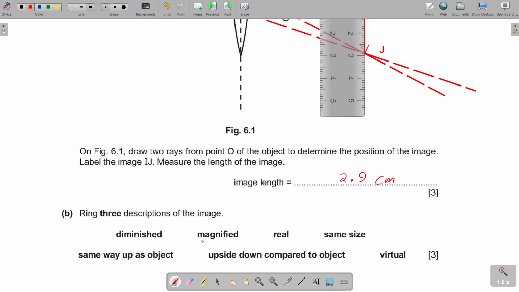So it is not diminished, it is magnified here. This is the first one. We tick it. It is not real, it is not the same size, it is the same way up as the object, it is not upside down, and it is virtual.